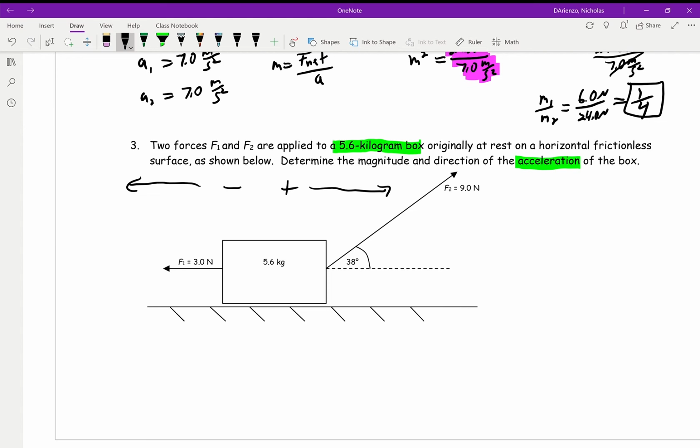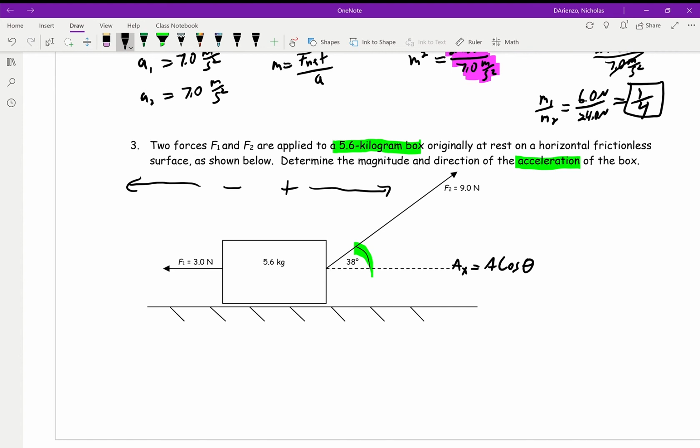Now we have this F2 acting at an angle here of 38 degrees. And we know from what we've previously learned that all of that 9 newtons is not being pulled along the same axis that the 3 Newton force is being pulled along, that horizontal x-axis. So what we first have to figure out is, of this 9 Newton force, how much of this is acting along the x-axis in the same or opposite direction of our 3 Newton force?